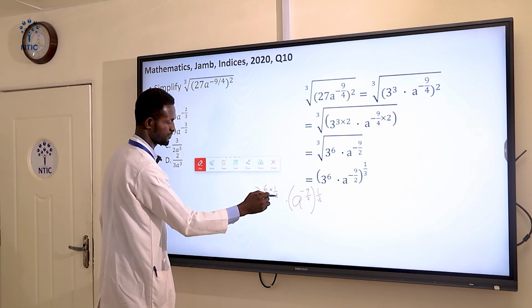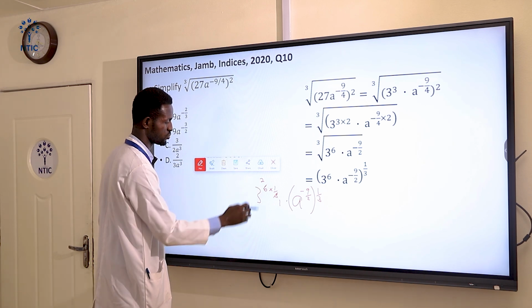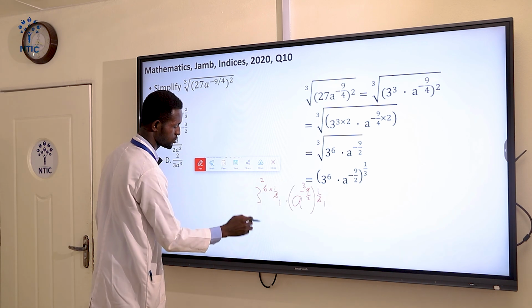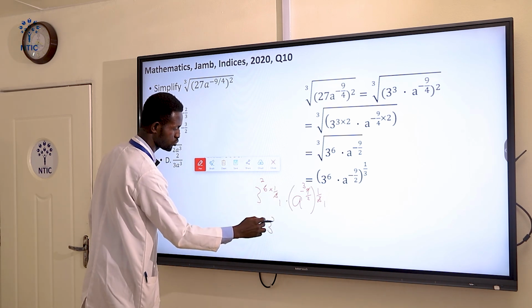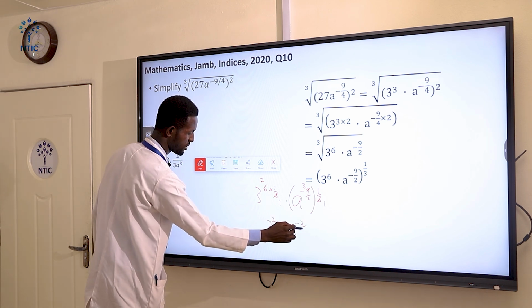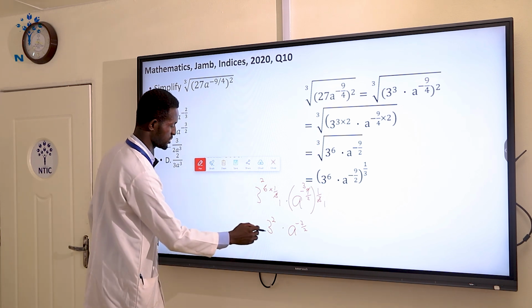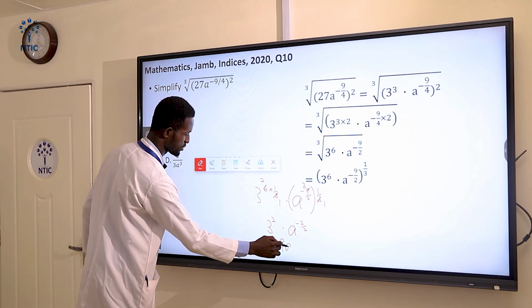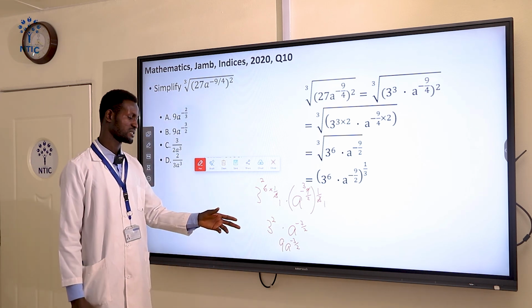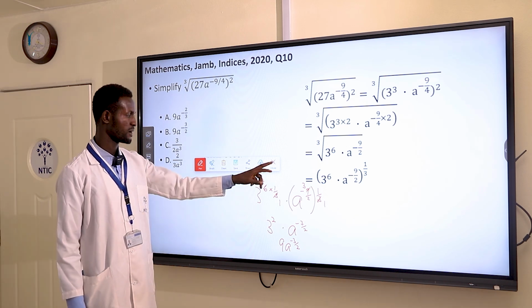Here we see that 3 goes in 3 is 1, in 6 it is 2. And 3 here is 1, 3 in 9 is 3. So we are left with 3 raised to power 2 times a raised to power minus 3 over 2. Then 3 raised to power 2 is 9, then a raised to power minus 3 over 2. If you like, you can say this is 9 times the square root of a raised to power minus 3.